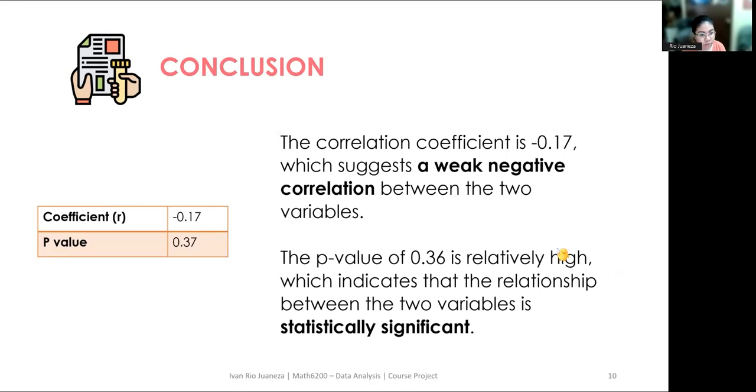The correlation of negative 0.17 indicates a negative correlation between the two variables. As shown in the scatter plot, as the level of insomnia increases, the job performance somewhat decreases. But the strength of this relationship is weak because the correlation coefficient is close to 0. The correlation is weak and the p-value suggests that the observed correlation could be a result of random variation. So the p-value of 0.36 is relatively high, which indicates that the relationship between the two variables is not statistically significant.